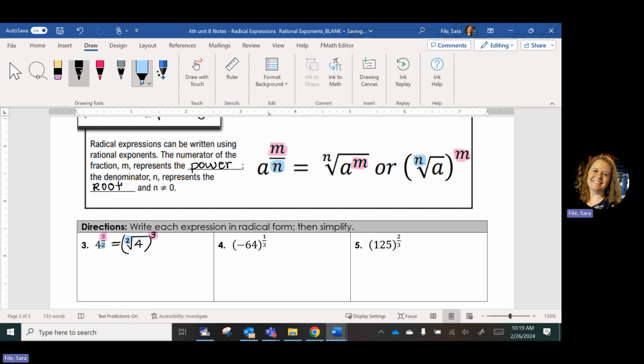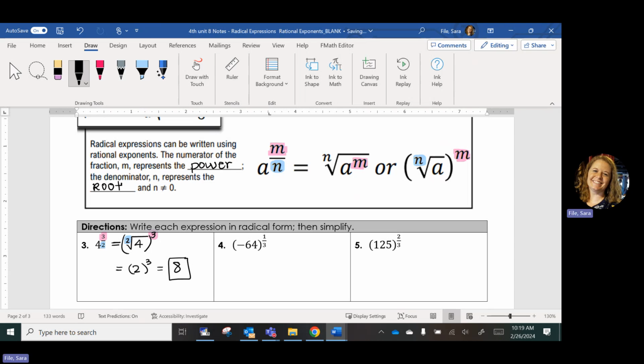So now I can solve this because I know what the square root of 4 is. What's the square root of 4? 2. And then I can do 2 cubed. What is 2 cubed? No, it's not 2 times 3. It's 2 times 2 times 2. So that's 8. Good.